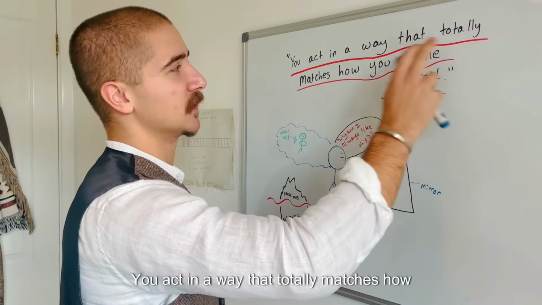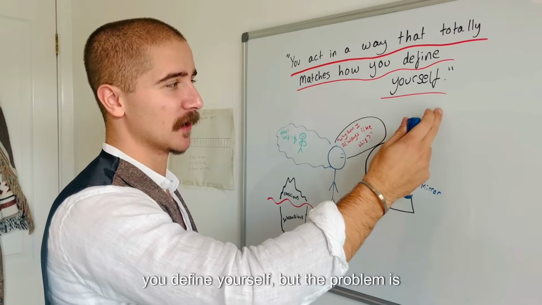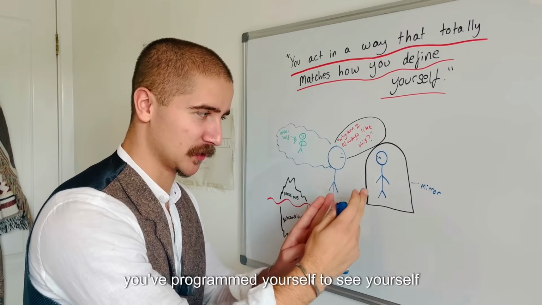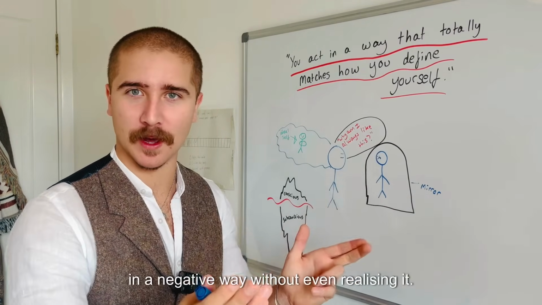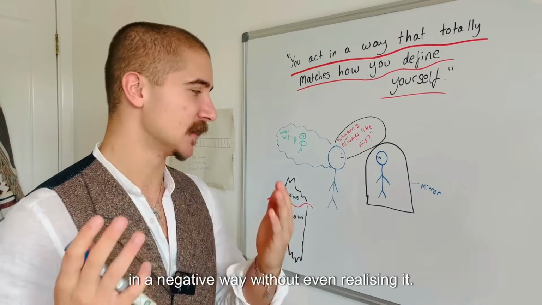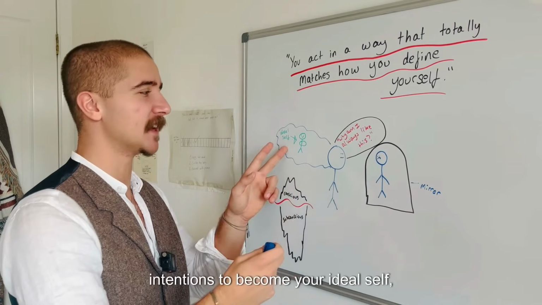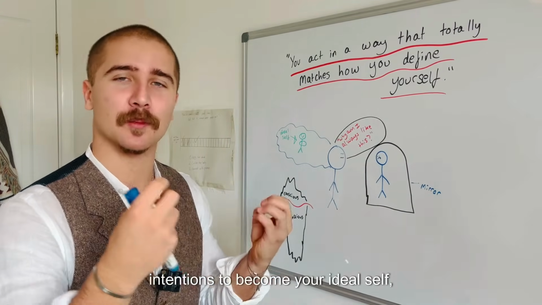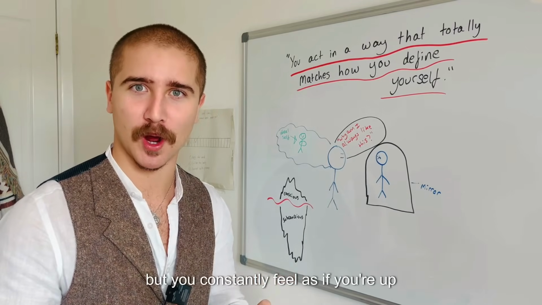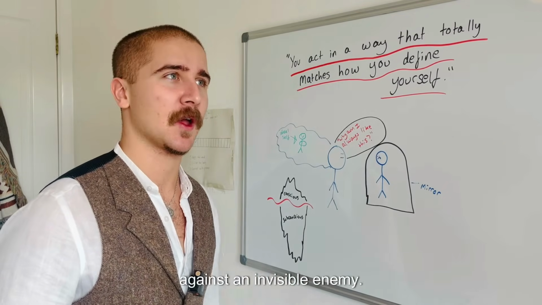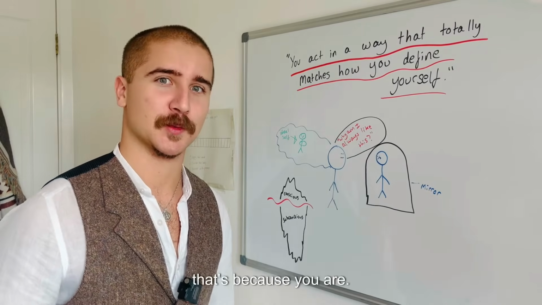You act in a way that totally matches how you define yourself. But the problem is, you've programmed yourself to see yourself in a negative way without even realizing it. So, you try to change yourself on the conscious level by setting goals and intentions to become your ideal self, but you constantly feel as if you're up against an invisible enemy. Well, it's because you are.